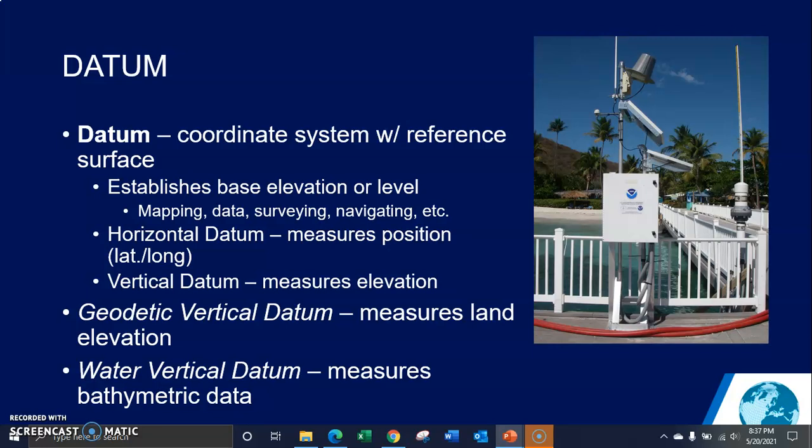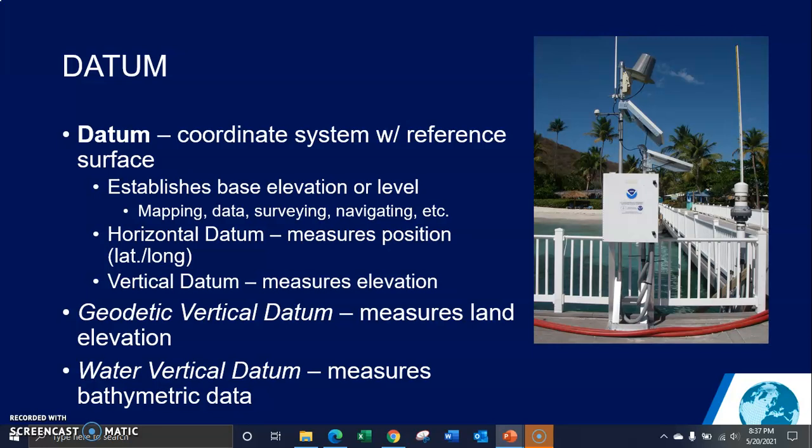And there are two types of datums. A datum can either be a horizontal position, that is, it measures your position within space, your latitude and longitude, or it can be a vertical datum, which measures your elevation, or how far above or below you are of that reference base elevation or level.